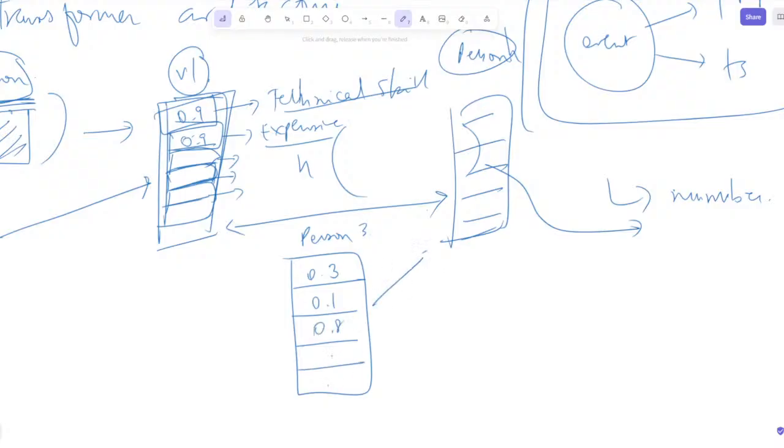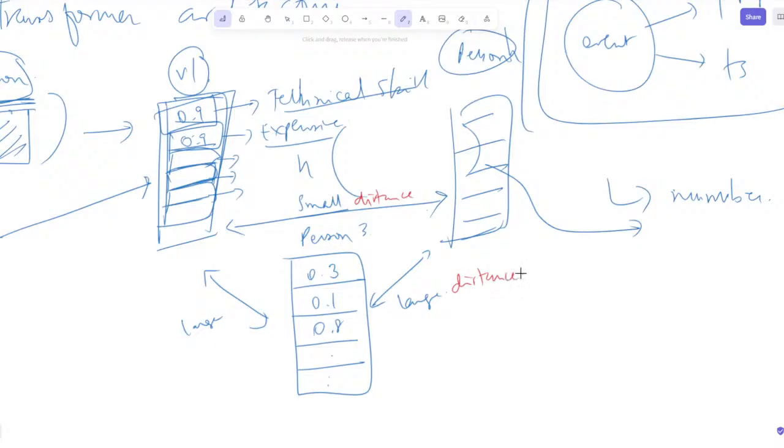But if you take the distance between these two vectors and these two vectors, you'll see that these two are large. And you'll see the distance between these two vectors is small. Let me use a different color. Small distance, large distance.